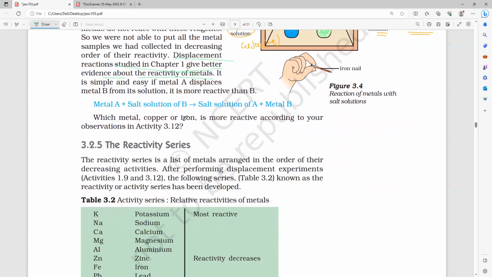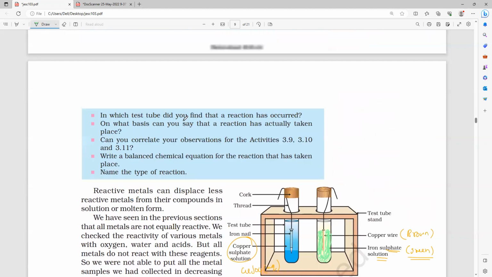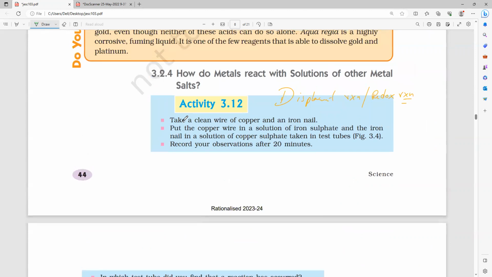Okay, everybody, this is what today's class was about. Till here you learned. Today we studied only 3 things. What is that, everybody? Reaction with the halogens. Next, reaction with hydrogen. And the next one, reaction of metals with the solutions of other metal salts. That is only displacement reaction and redox reaction.